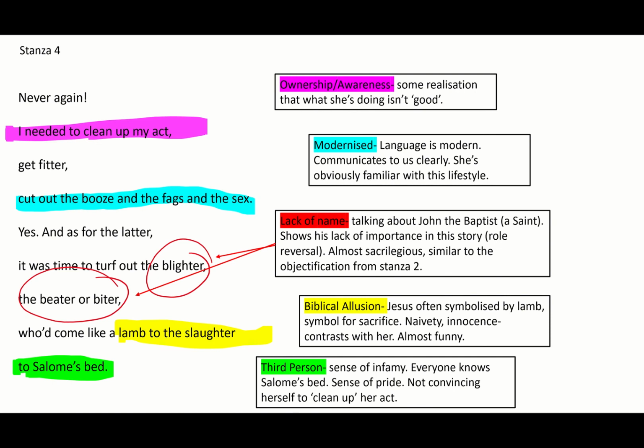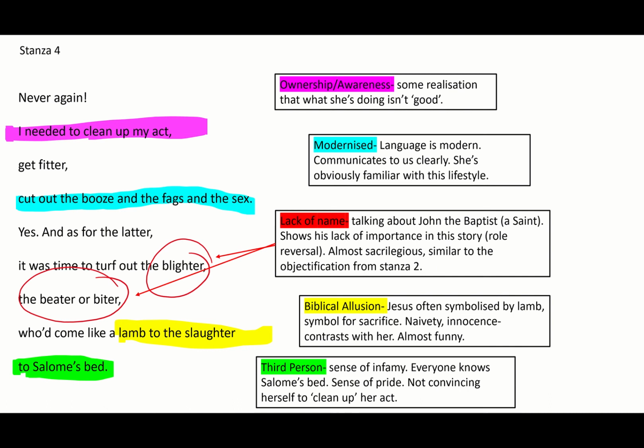She's talking about herself in the third person, which to me is this kind of sense of infamy, like her bed is infamous. It's very famous. Everyone knows Salome's bed, and she's very proud of that. And this really isn't convincing us that she wants to clean up her act.